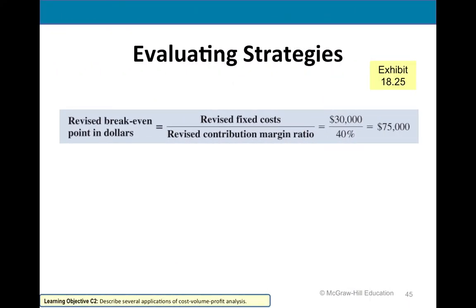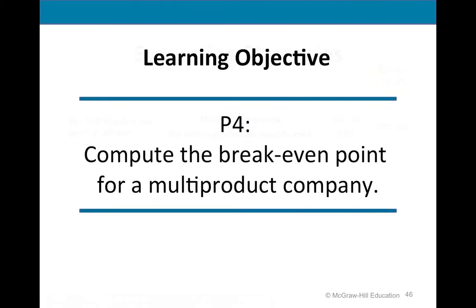Again, evaluating strategies. Now maybe do some revisions here. Say, well, what happens if we did $30,000 fixed cost divided by 40%? Now we see our revised break-even point in dollars.